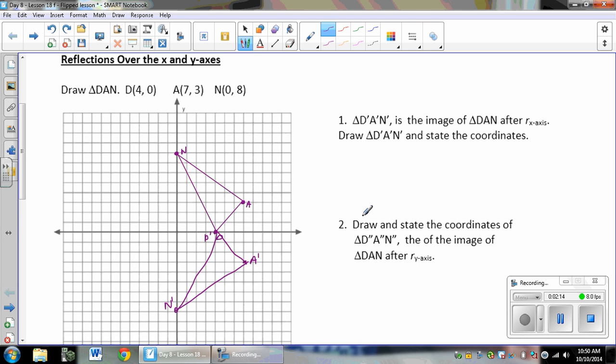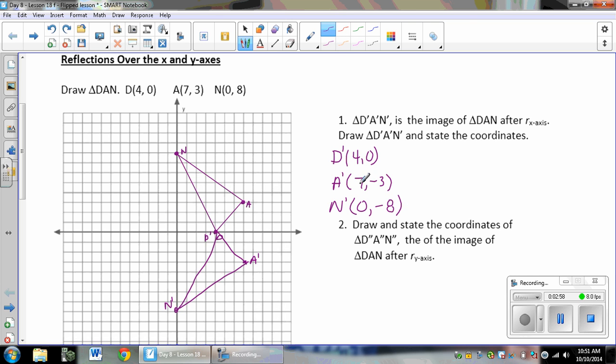Now, you have to state coordinates. When it comes to the Regents exam, when it comes to your quizzes and tests, whenever you do a transformation on a coordinate plane, you always need to state the coordinates of the image. So let's look at the coordinates now. So D, state exactly where it was, so that's still 4, 0. A prime, flipped over the x-axis and came down. So it's 1, 2, 3, 4, 5, 6, 7, 1, 2, 3. So now A prime is 7, negative 3. And N prime is on the y-axis, so its x-coordinate is 0. And we went down 8, so it's 0, negative 8.